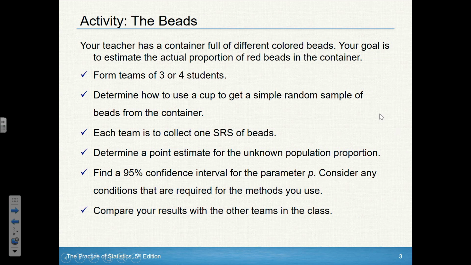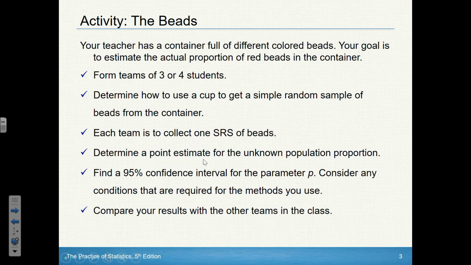Let's say we were trying to do an example. Now, this example might be one like something we do in class, but let's say I had a container and it had different colored beads in it. And your goal is to figure out the actual proportion of red beads in the container. Well, what would you do? You would want to try to take a bunch of beads and try to have it be as random as possible so that you can meet your SRS condition and therefore have confidence in your findings.